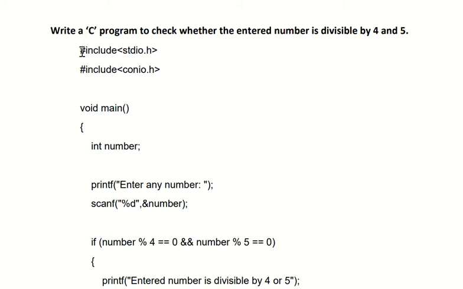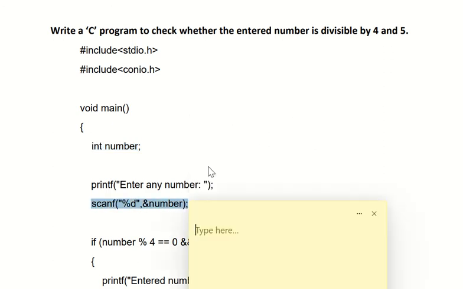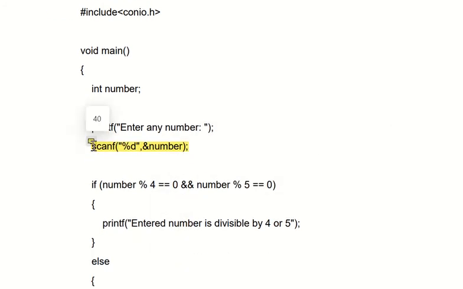So here we are using two header files. First is #include stdio.h and second one is #include conio.h. Then void main function, open the bracket, and for this program we will require only one variable. The name of that variable is number. Now we are asking the user to enter any number, so using printf statement we ask the user and then scanf statement. For example, let's say the user has entered 40. Just for reference only, I am writing.